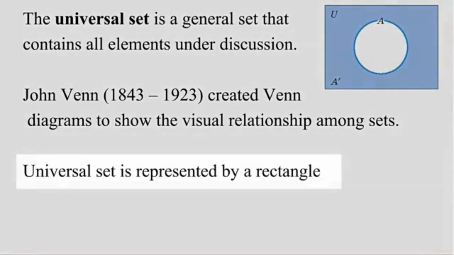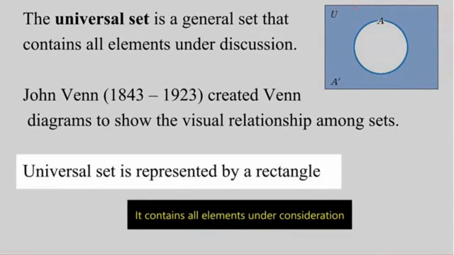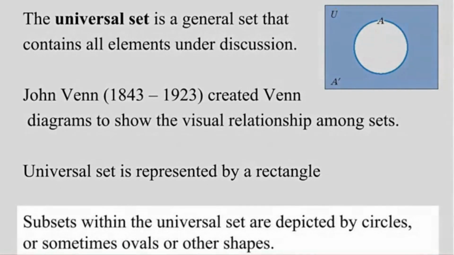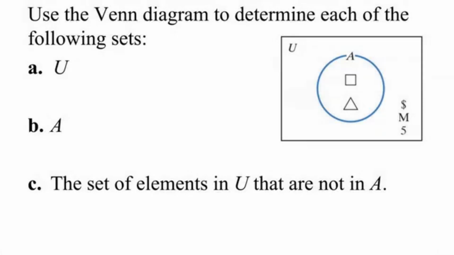Now, usually, the universal set is represented by a rectangle, and it contains all the elements under consideration. Subsets within the universal set are depicted by circles or other shapes. For example, let's use the given Venn diagram here to determine the following sets. Usually we denote U as our universal set. Again, the universal set is the general set that contains all the elements under discussion.